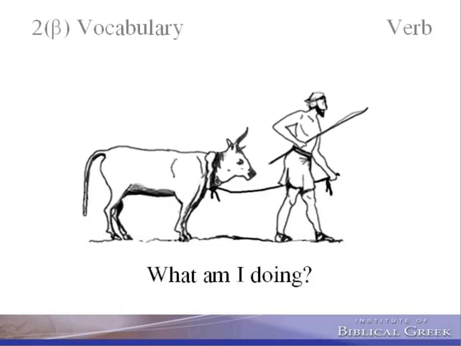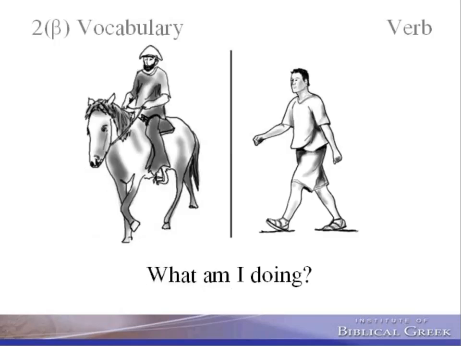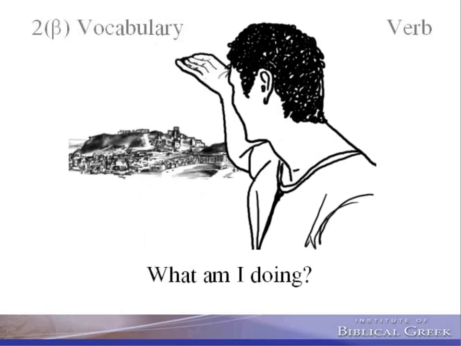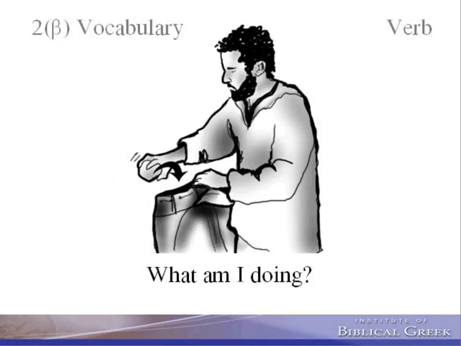So what am I doing? Ago. What am I doing here? It's more general than just vadizo. Veno. Vlepo. Vlepotas Athenaze. I'm taking something into my possession here. Lamvano.